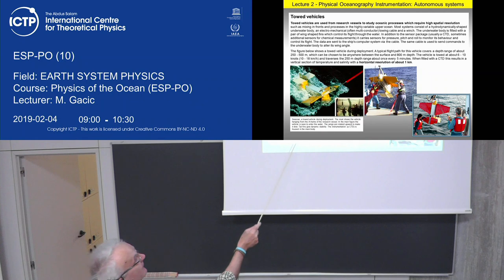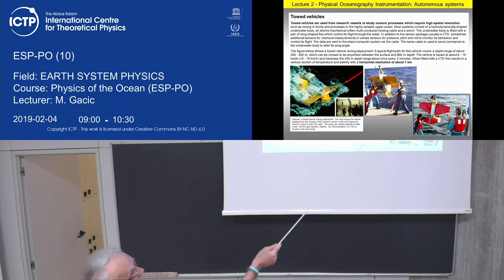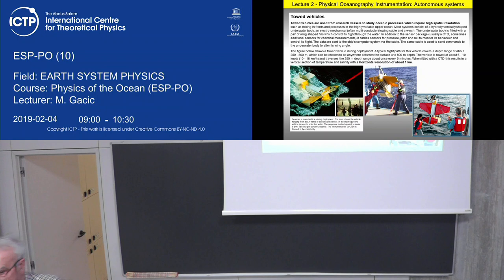So it's a pretty high velocity. Every 5 minutes it goes up and down in 250 meter depth. With this we are able to obtain a horizontal resolution of about 1 kilometer, which from the oceanographic point of view is extremely high resolution.